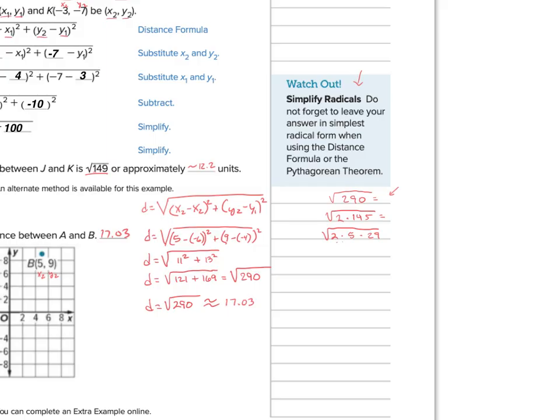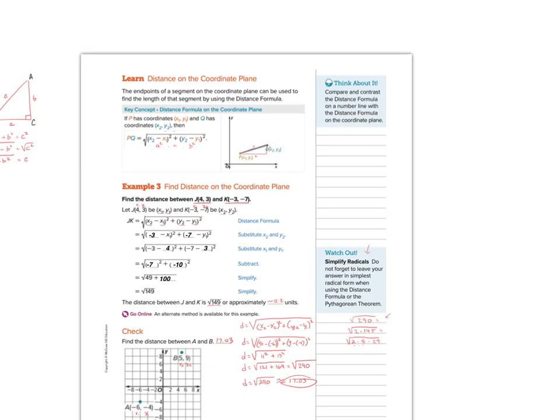Simplifying a radical. The square root of 290, if I break it down into its factors, I end up with 2 times 5 times 29, so there's no perfect squares in there for me to simplify. So that's why I ended up with this answer. So we'll talk more about simplifying radicals later.